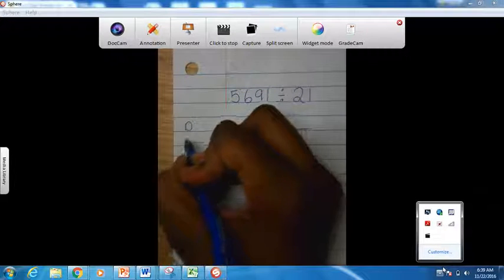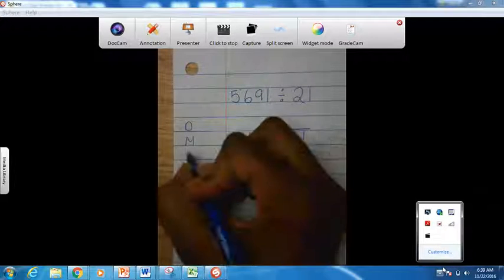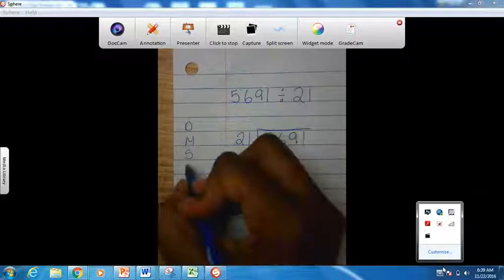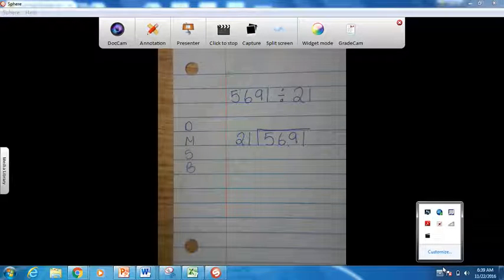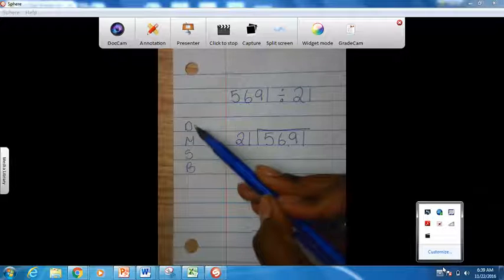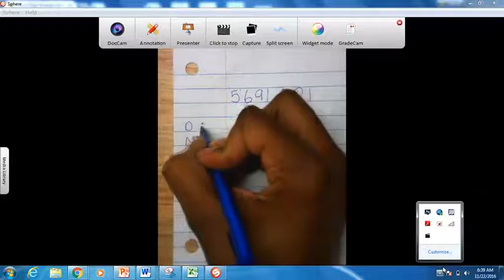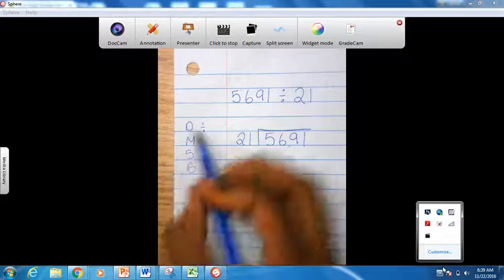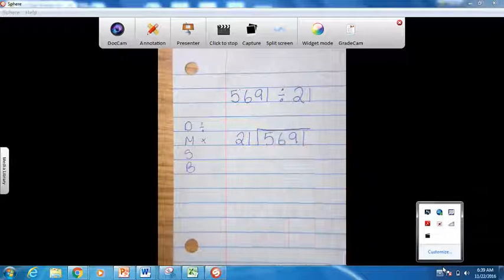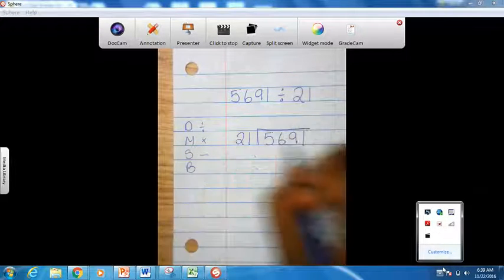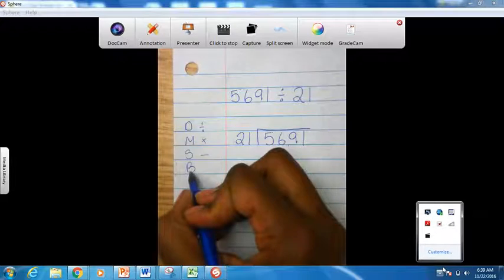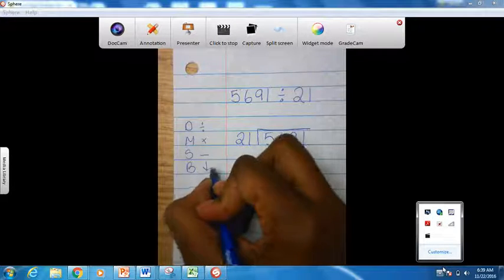Does McDonald's sell burgers? The D stands for division. The M stands for multiplication. The S stands for subtraction. And the B stands for bring down.